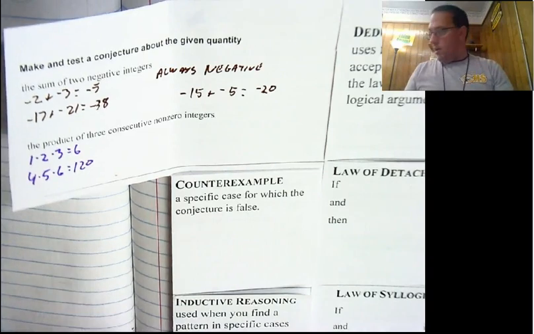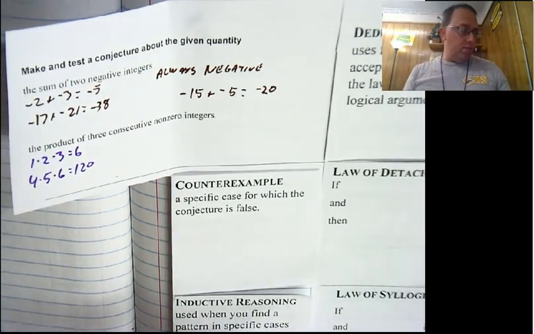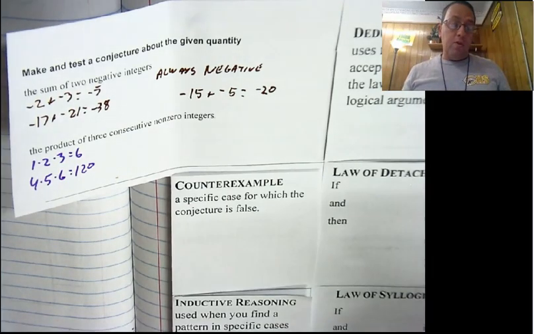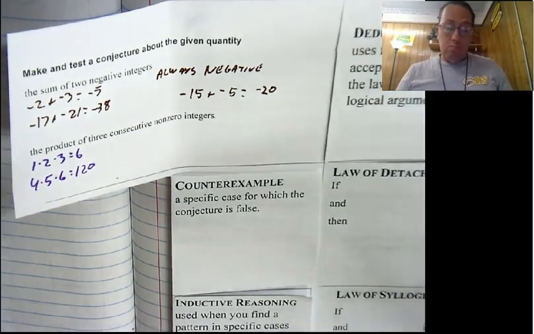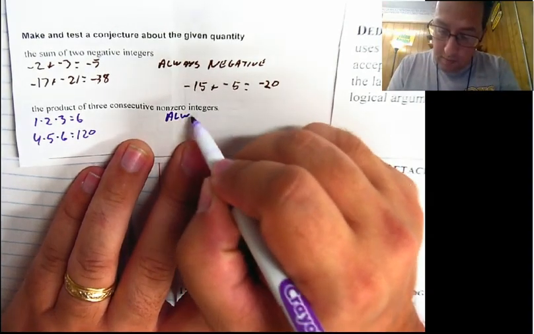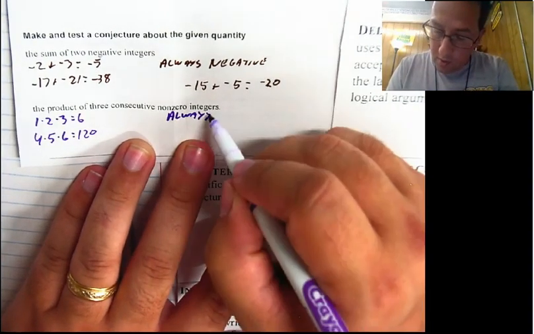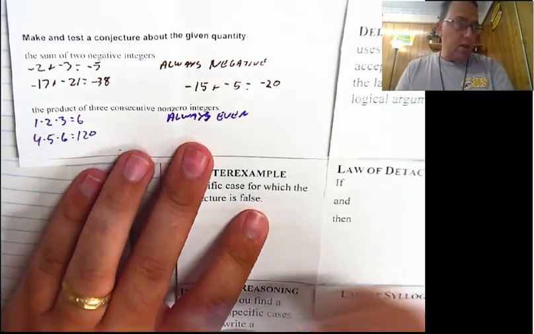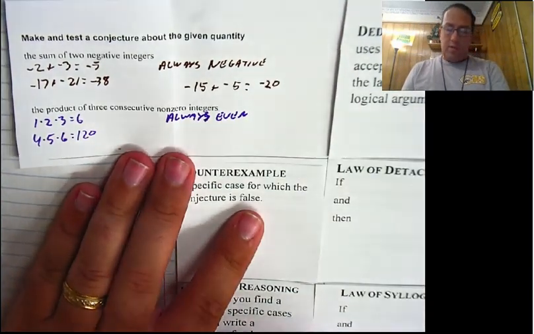Okay, so let's make a conjecture here. Well, let's see. They are both even. Let's go with that. We'll say it's always even. So let's try something else to see.